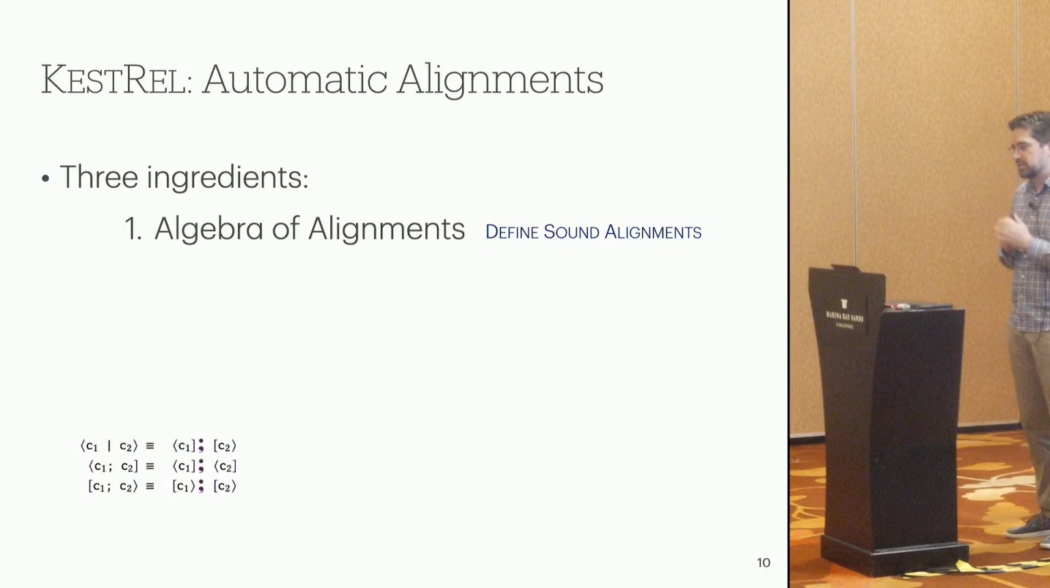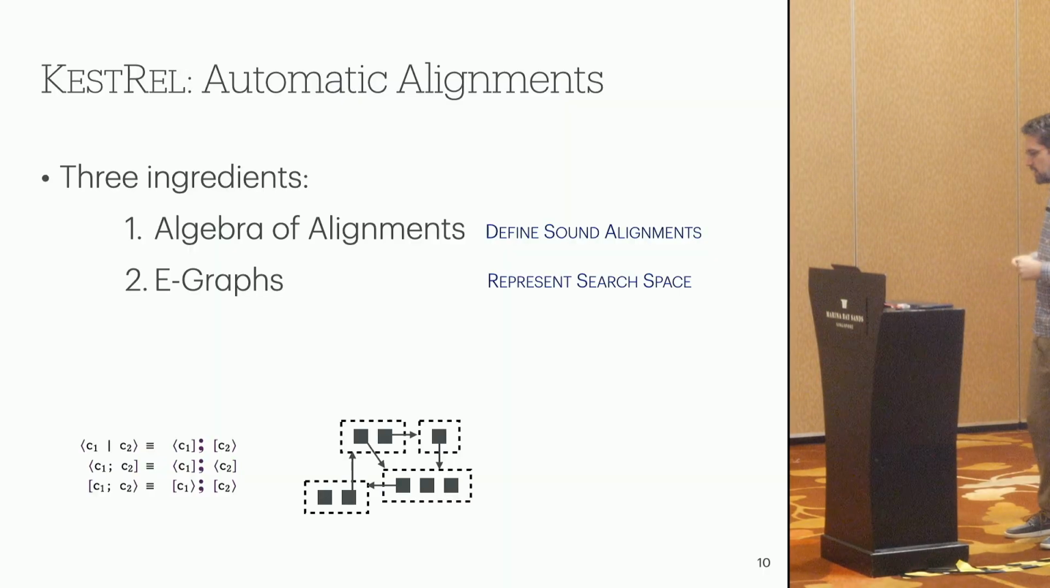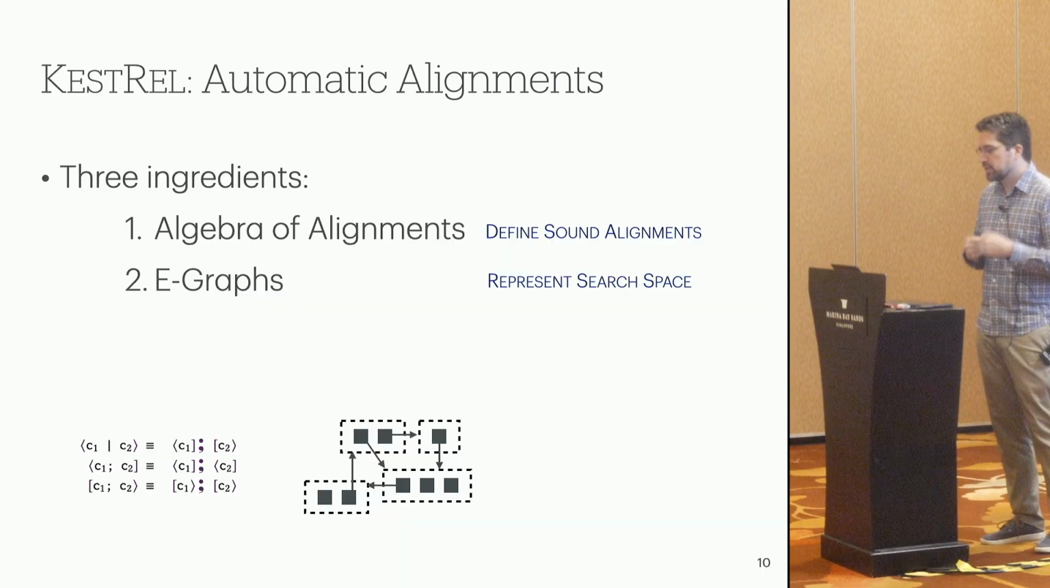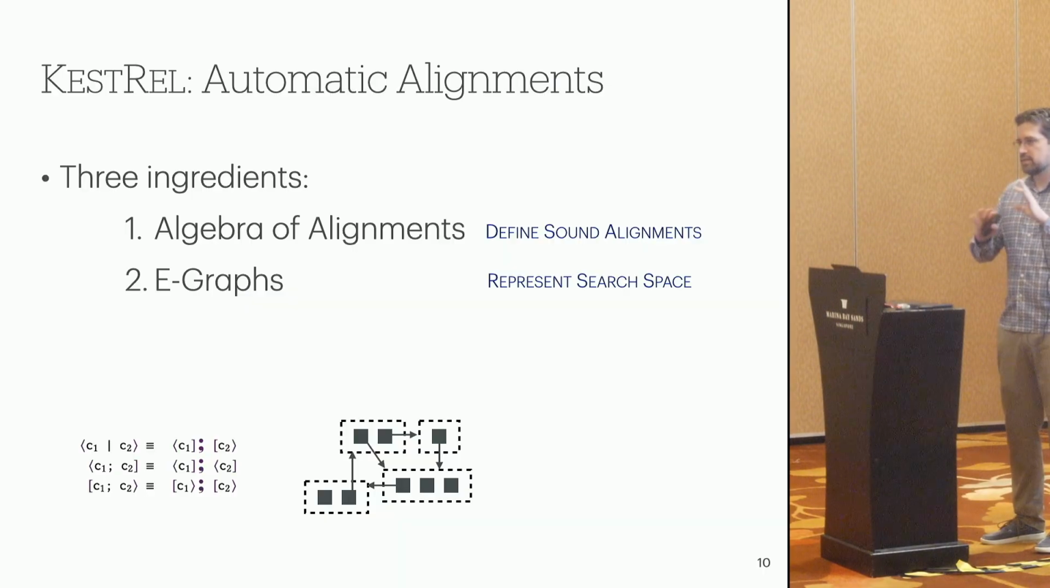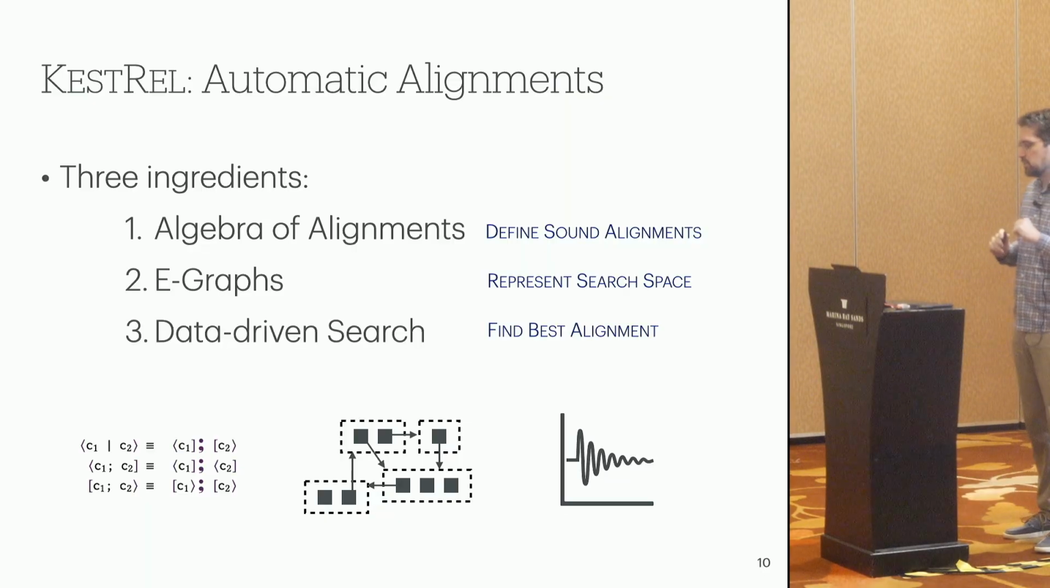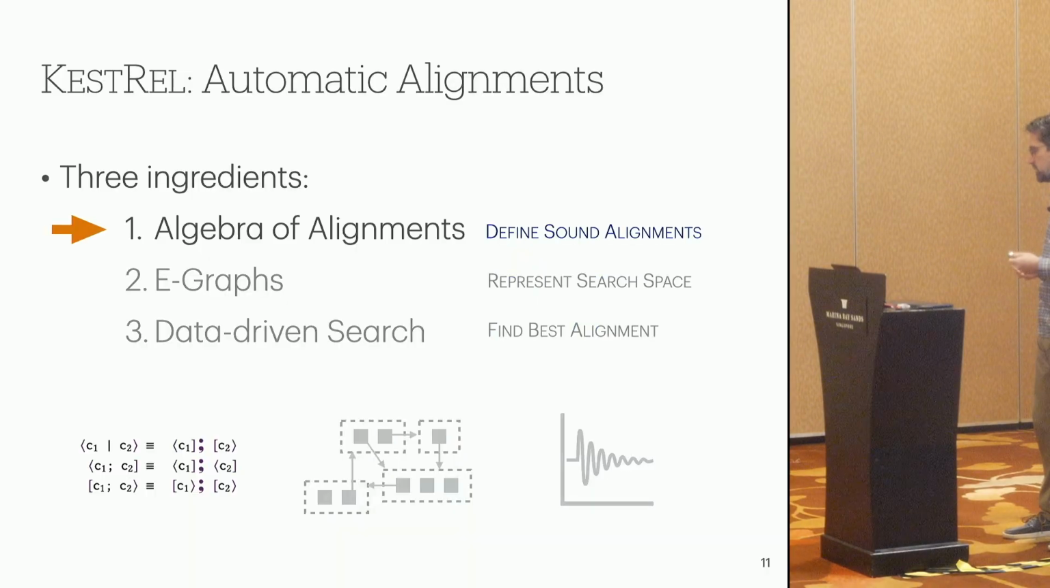There are three main pieces here. The first is an algebra of alignments that helps us understand sound ways that we can realign the program and still keep the semantics of the original two programs. We use a data structure called egraphs to represent the space of possible rewrites using these rules for alignments. And then we do a data-driven search to find the best alignment represented in this egraph. So I'll briefly go over these three pieces.